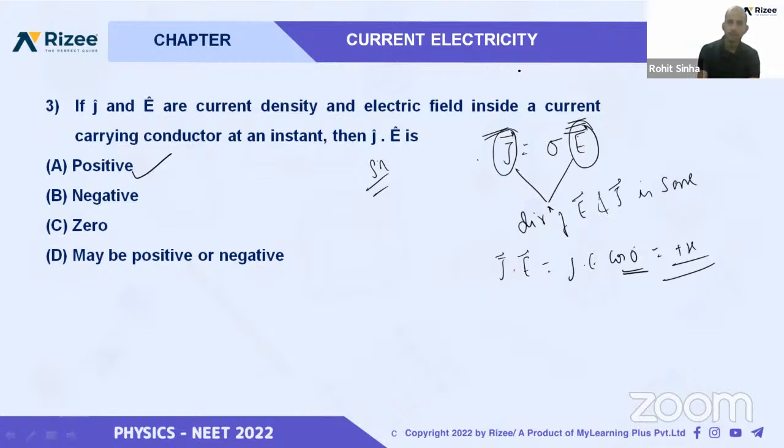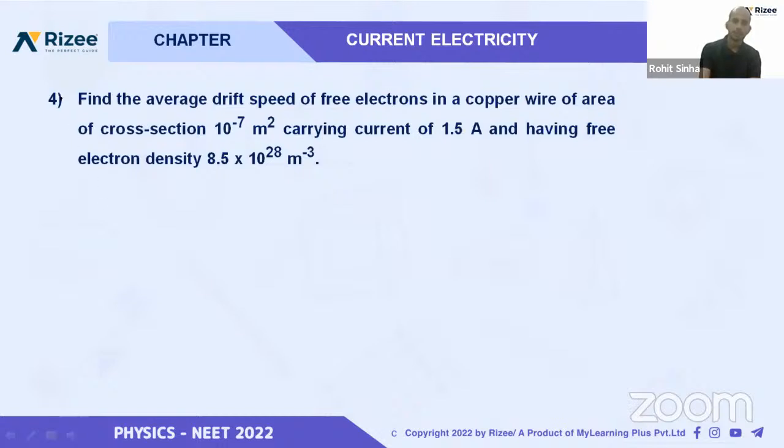Okay, let us see this question. Try this question. Take your time. I think this is a simple question. All things are given.